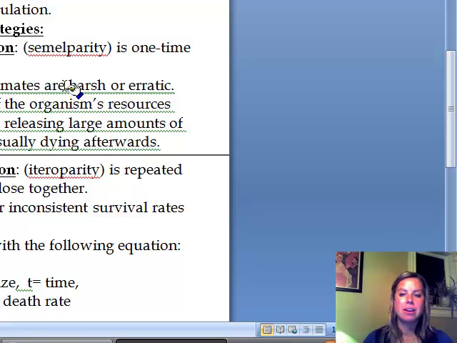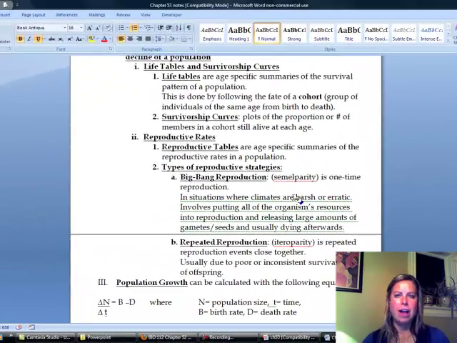That's an organism that puts all of its resources and its whole life into eventually reproducing one time, and then they usually die afterwards. This is going to happen in areas where climates are really harsh, and they have to make sure that when the climate turns nice, they're ready to go. Think about those flowers that only flower every 100 years, that type of thing.